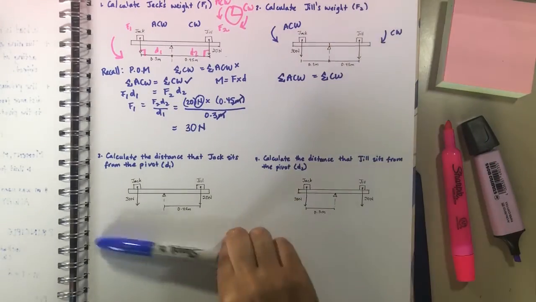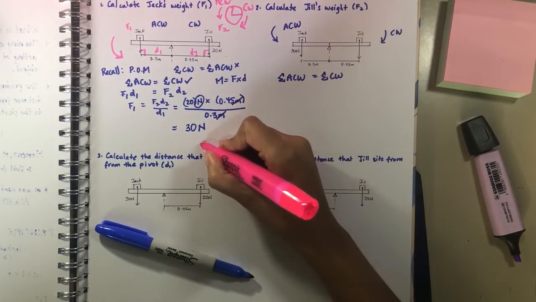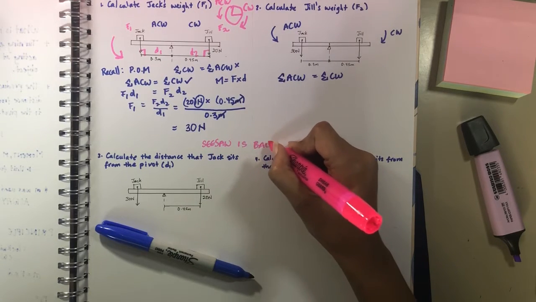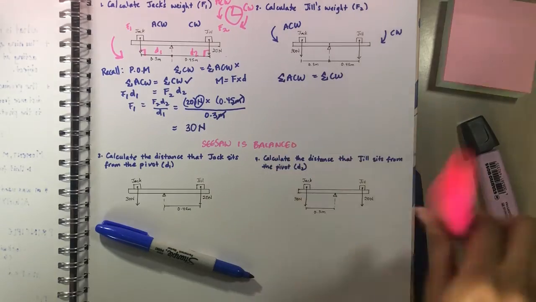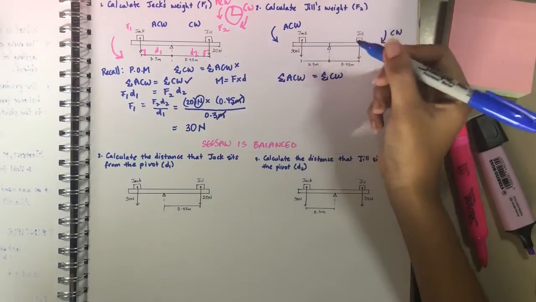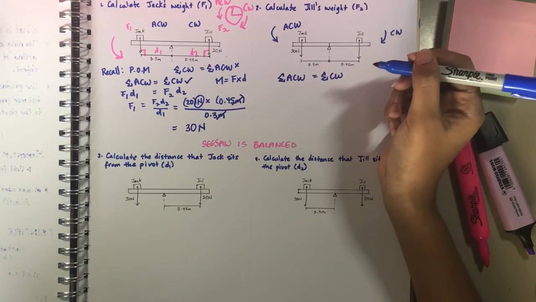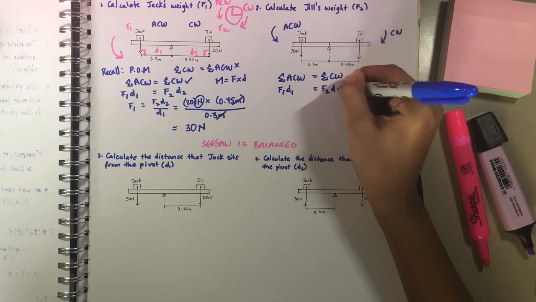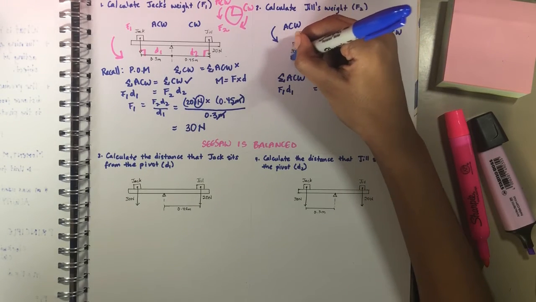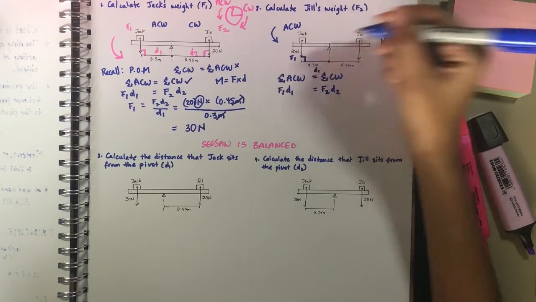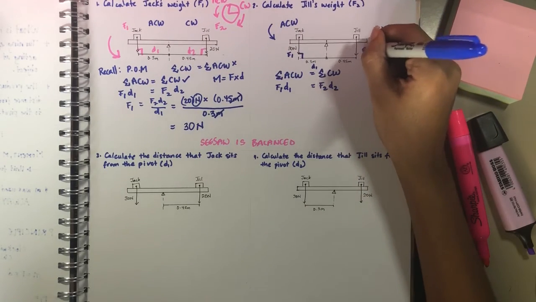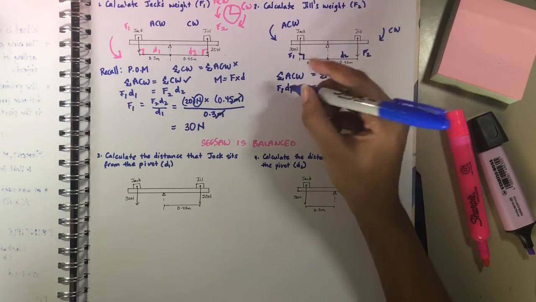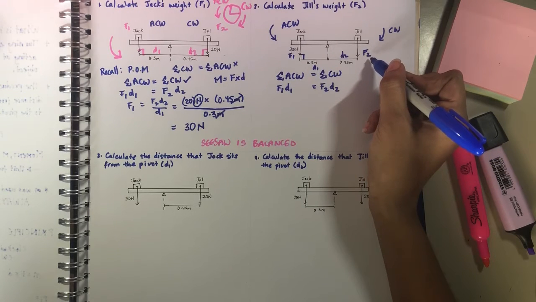Now all of this is provided that the seesaw is balanced. Most likely they'll tell you this in the question, right? So this time F1 D1 is equal to F2 D2. Now Jack, the 30 newtons would be F1, this would be D1 because it's perpendicular distance. Jill would be F2 and this would be D2. So let's plug in the values, or we could transpose first. Let's transpose. We are trying to find F2.